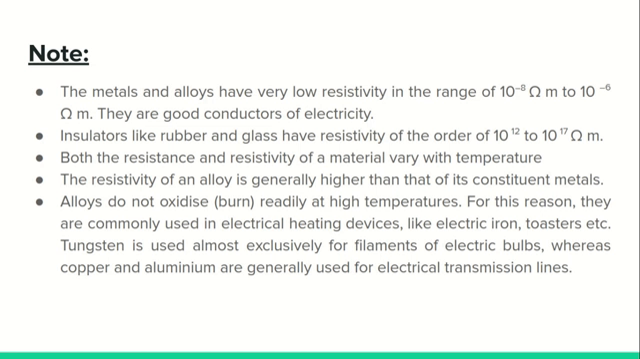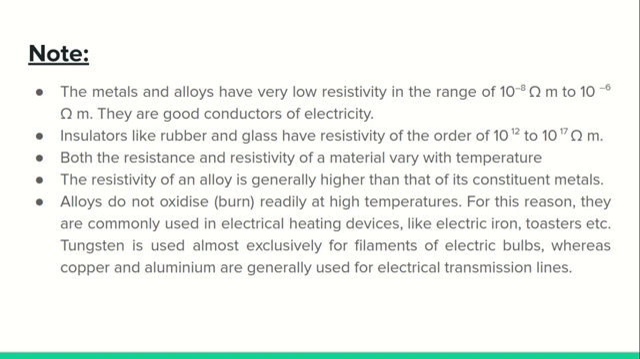So we need to note a few things from what we have learned here. The metals and alloys have very low resistivity, in the range 10 raised to minus 8 ohm meter to 10 raised to minus 6 ohm meter. Those materials that have low resistivity are said to be good conductors of electricity. Insulators like rubber and glass have resistivity of the order of 10 raised to 12 to 10 raised to 17 ohm meter.